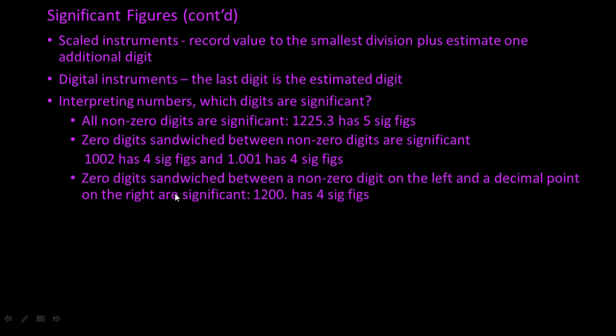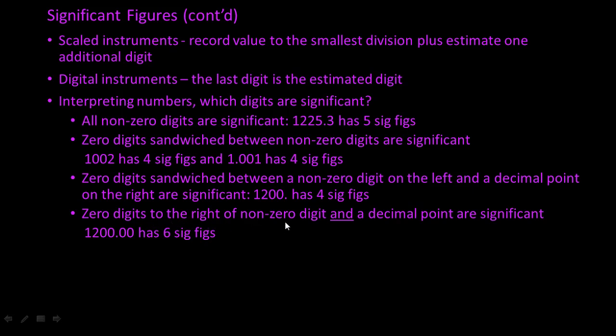Next, 0 digits sandwiched between a non-zero digit on the left and a decimal point on the right are significant. For example, 1200 with a decimal point after the last 0 has 4 significant figures. These 2 zeros are significant. Now, if this was just written as 1200 without the decimal point, only the 1 and 2 would be significant digits. The 2 zeros would be placeholders.